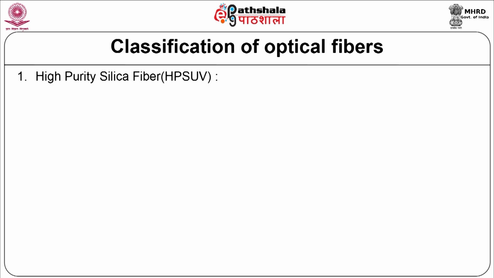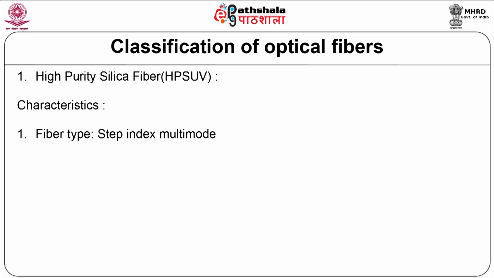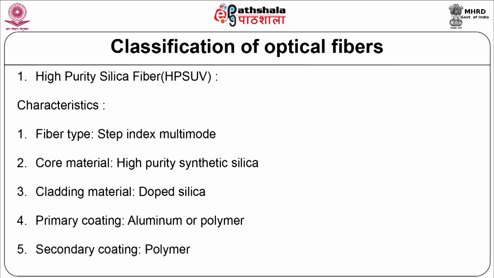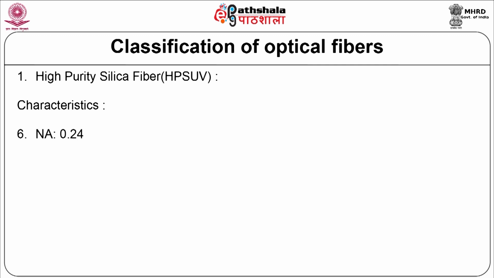High purity silica fiber, that is HPSUV. Their characteristics are: the type of the fiber that is used is step index multimode. Core material used is high purity synthetic silica. Cladding material used is doped silica, and the primary coating is aluminium or polymer. Secondary coating is polymer. Numerical aperture 0.24, tensile strength 7 GPascal.